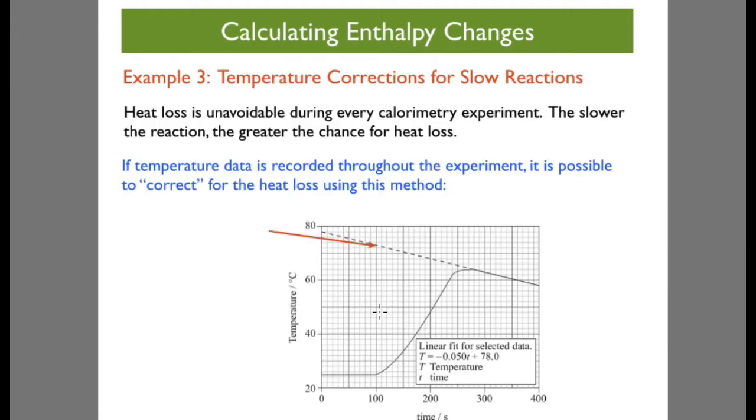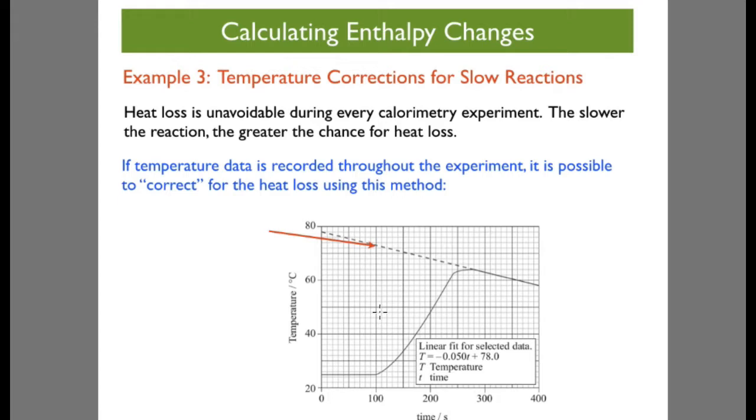Example 3, this is interesting. You can make temperature corrections for slow reactions. Heat loss is unavoidable during every calorimetry experiment. The slower the reaction, the worse it gets, the greater the chance for heat loss. If temperature data is recorded throughout the experiment, it is possible to correct for that heat loss and use this method.